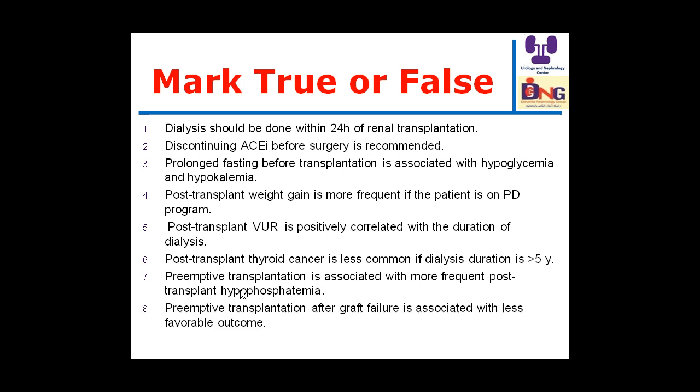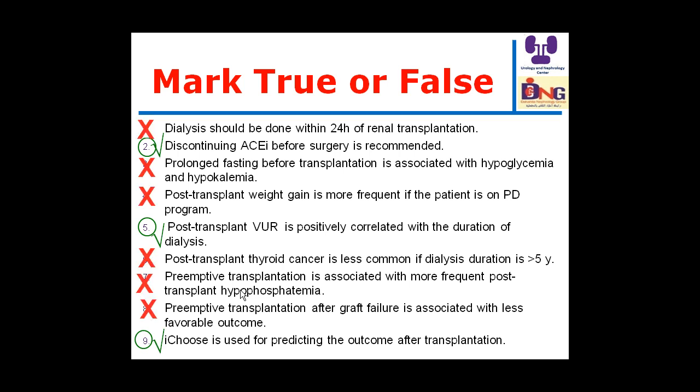Preemptive transplantation after graft failure is associated with less favorable outcome. False, because of the exception of 1 year. Except if the graft fails in less than 1 year. So if the graft continues for more than 1 year and then fails, it's better to proceed for preemptive transplantation. The last statement, a score is used for predicting the outcome after transplantation. I think it's true, as I mentioned. So now you get all the statements' right answers. So statements number 2, 5, 6, and 9 are true, and the other statements are wrong.